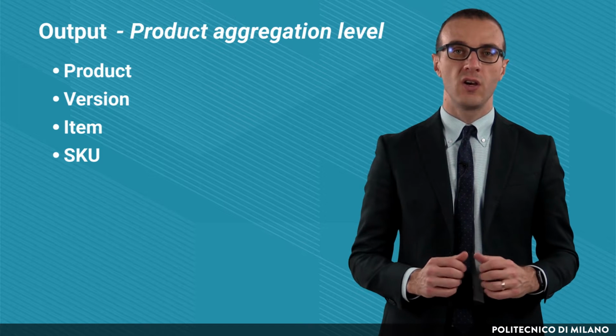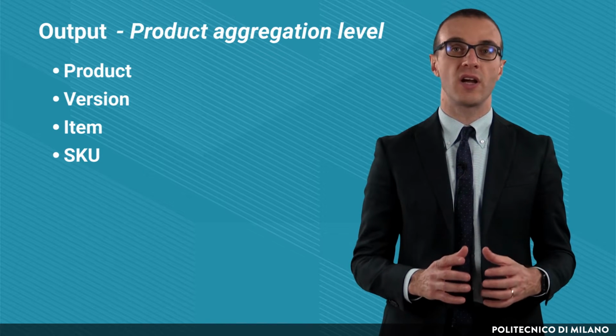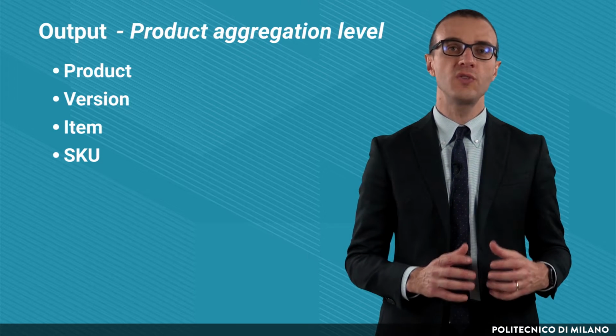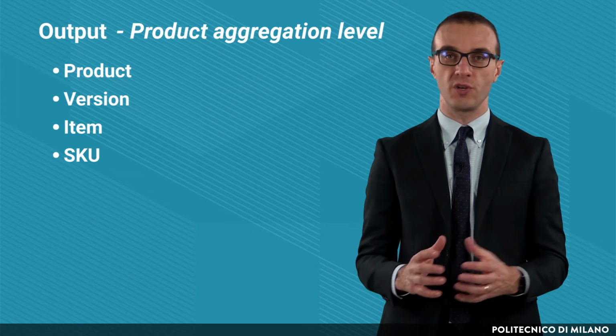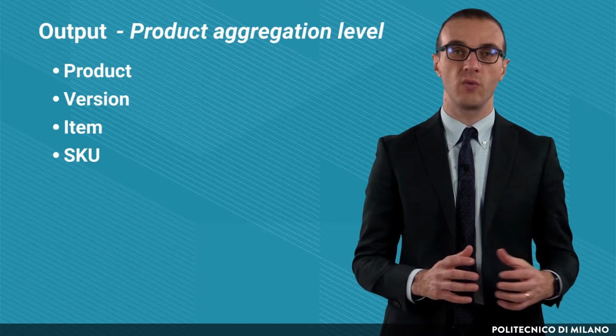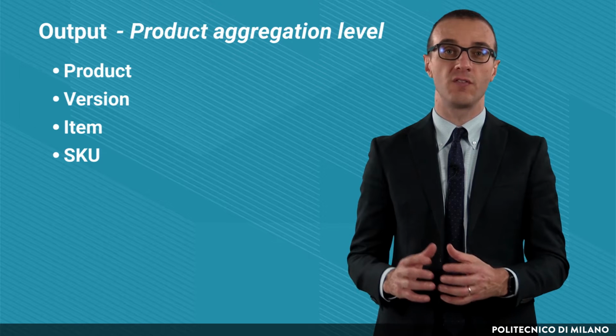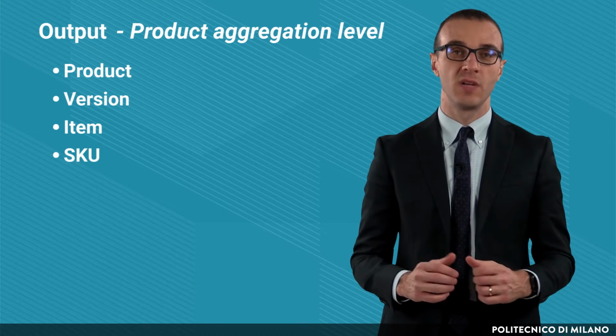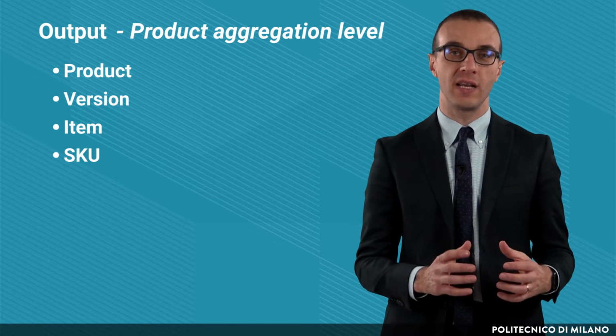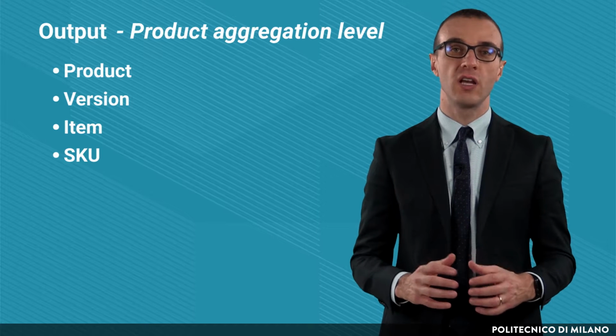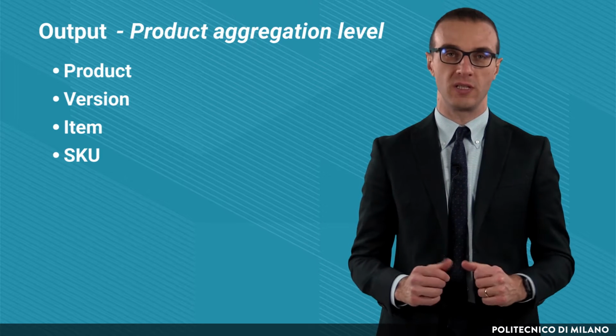We decide to forecast the demand at a product level when we want to design the capacity of production resources, at a version level when we want to plan the procurement of the raw materials, by item if we want to plan the bottling activities, by SKU if we want to support the inventory management.